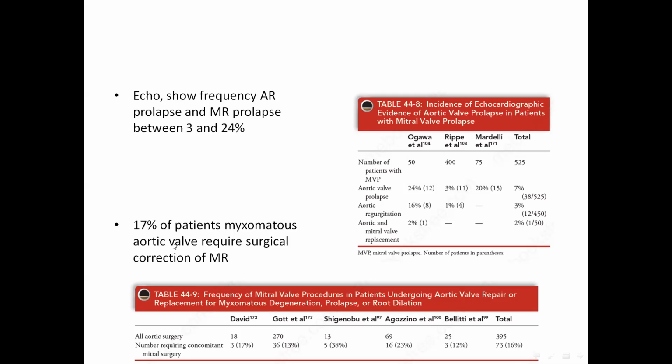So 17% of patients with myxomatous aortic valve require surgical correction of mitral regurg.